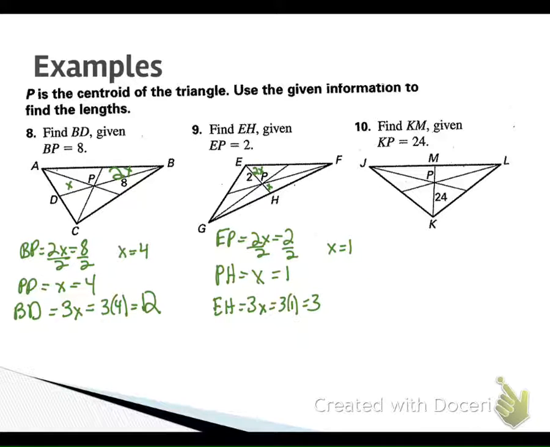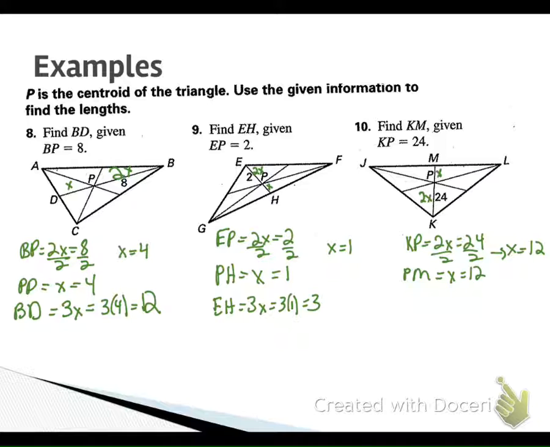So our last one here, you see that you have your median, the top part up here by the vertex is going to be 2x. The bottom part is going to be x. We know that KP equals 2x, which is going to be 24. What is my x value going to have to be? 12. So that means that PM equals x, which is 12.